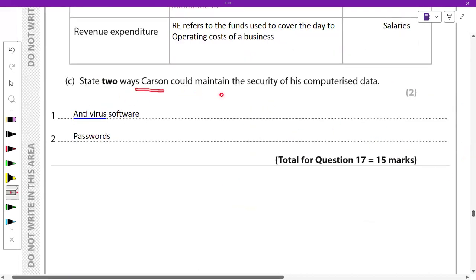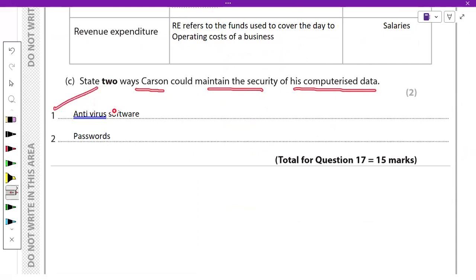State two ways Pearson could maintain the security of his computerized data. So first of all, how can we maintain the security? We have the first option, which is antivirus software and passwords.